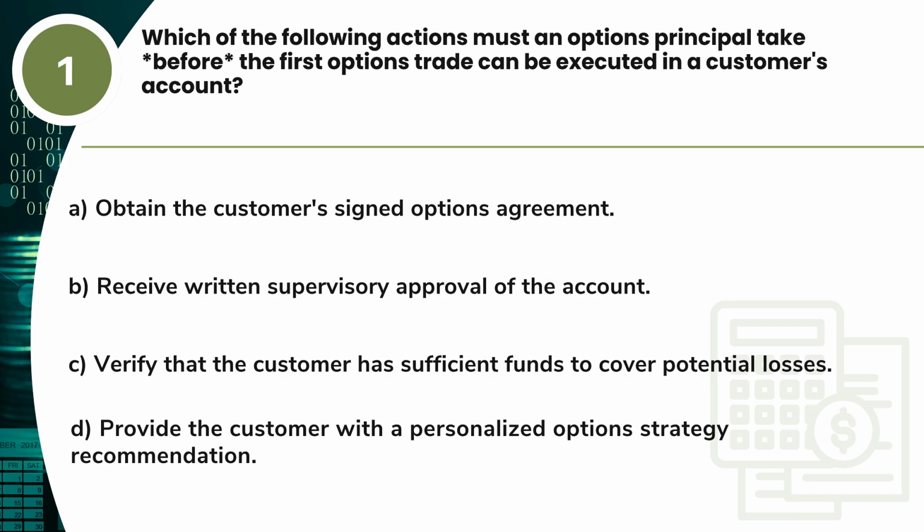Question 1. Which of the following actions must an options principal take before the first options trade can be executed in a customer's account? A. Obtain the customer's signed options agreement.